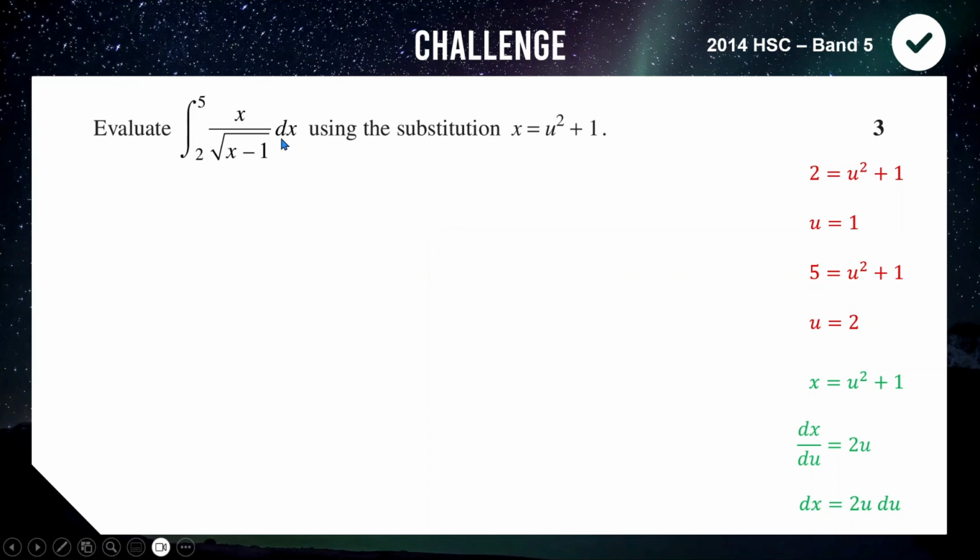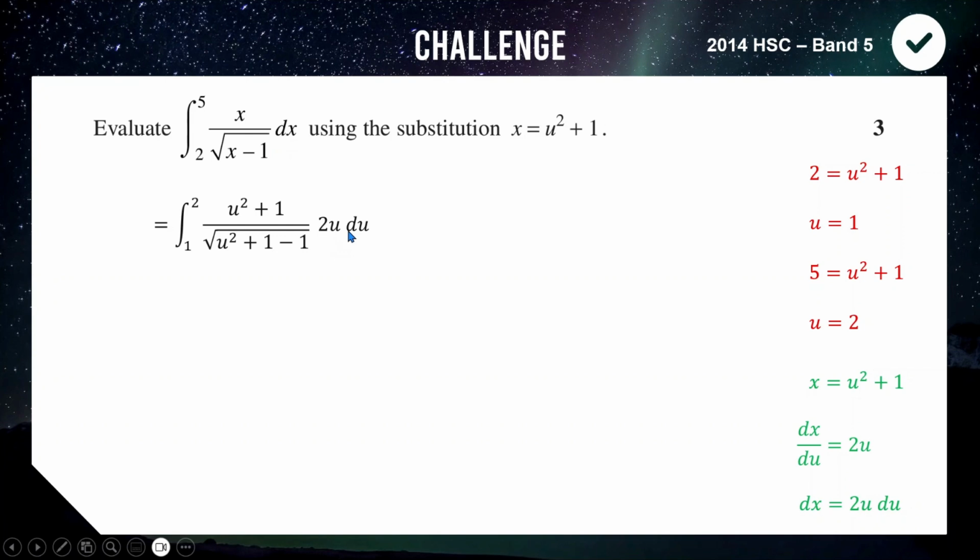Okay, so let's sub everything in. On the top and bottom where we see an x, we're going to replace them with a u squared plus 1, and now it looks like this. Our new limits of 1 and 2, our top is now u squared plus 1, our bottom is the square root of u squared plus 1 minus 1, and our dx is 2u du.